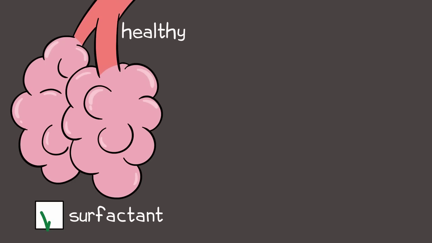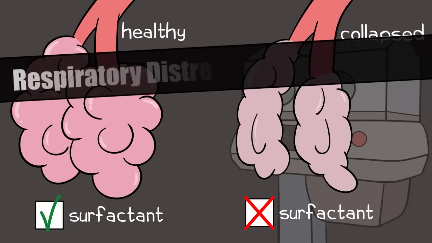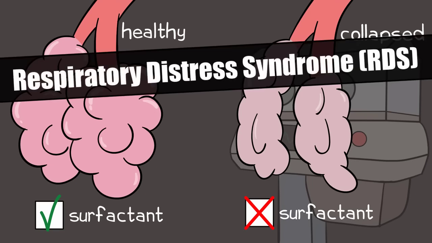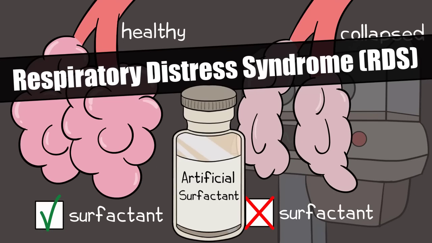But sometimes babies that are premature may not yet have enough surfactant in their lungs. This can make it difficult for the alveoli to inflate properly. It can cause collapse. This can result in respiratory distress syndrome. But now, due to better understanding of this, artificial surfactants can be used to treat premature infants, and it's saved the lives of many.